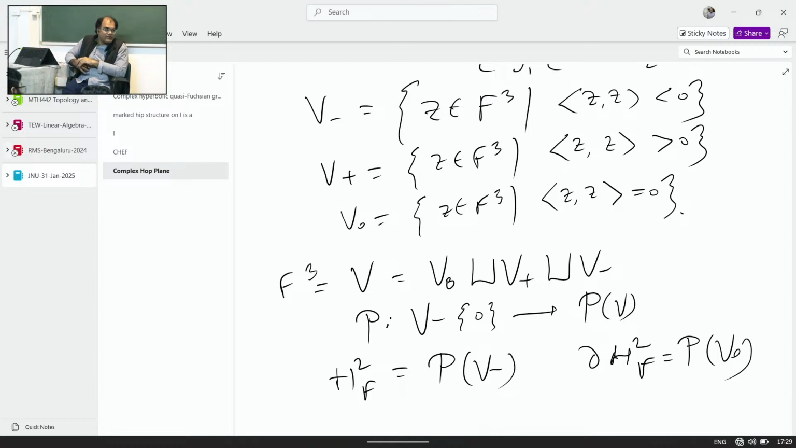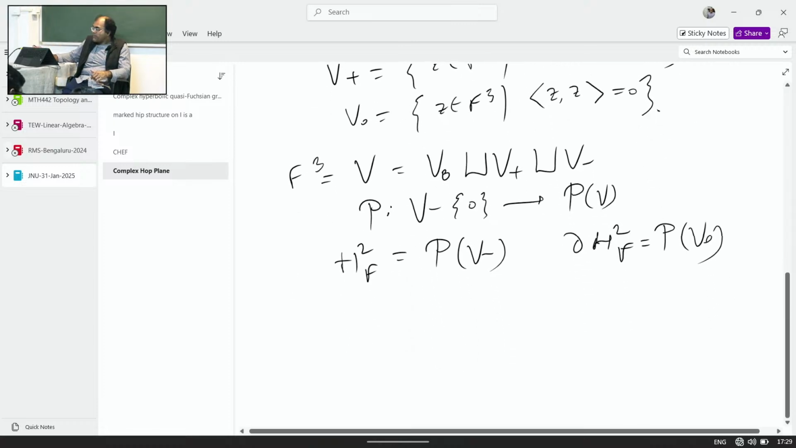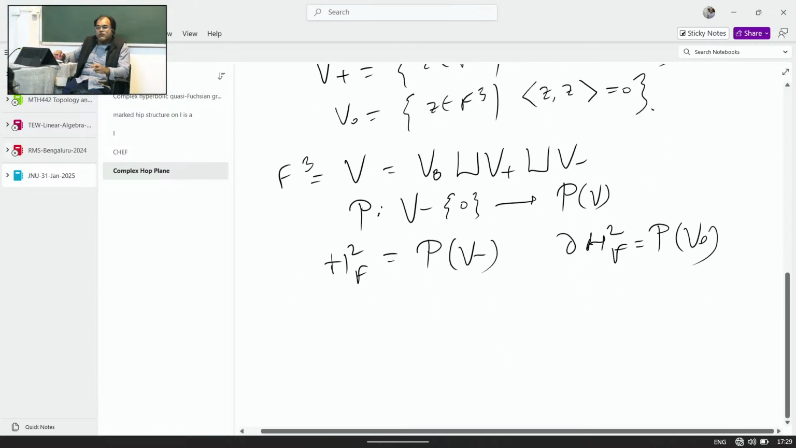Very abstract definition. So I am just considering the projective image of the vectors of negative length as the two-dimensional hyperbolic plane, where F can be real, F can be complex, it does not matter. Now, how are you recovering the usual hyperbolic space? Let me just tell you that.